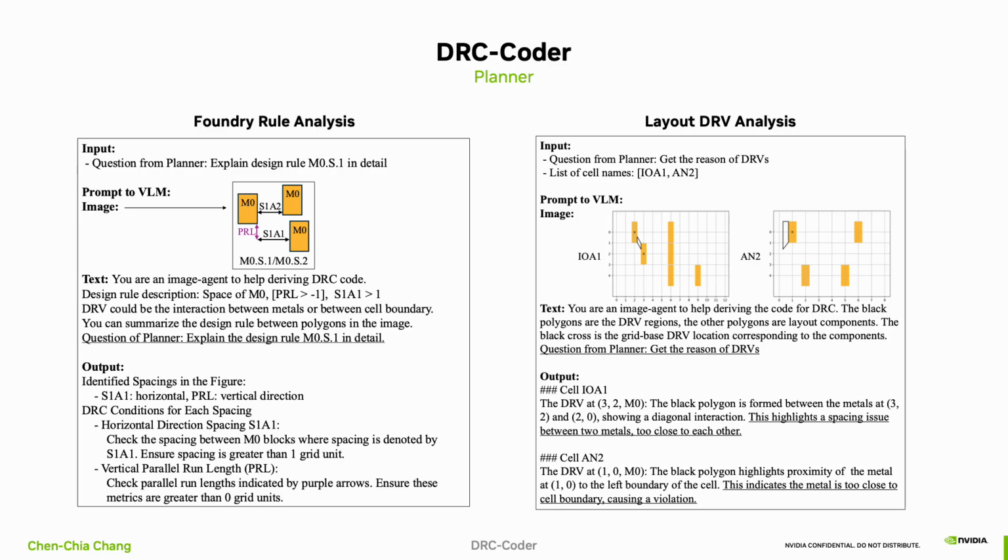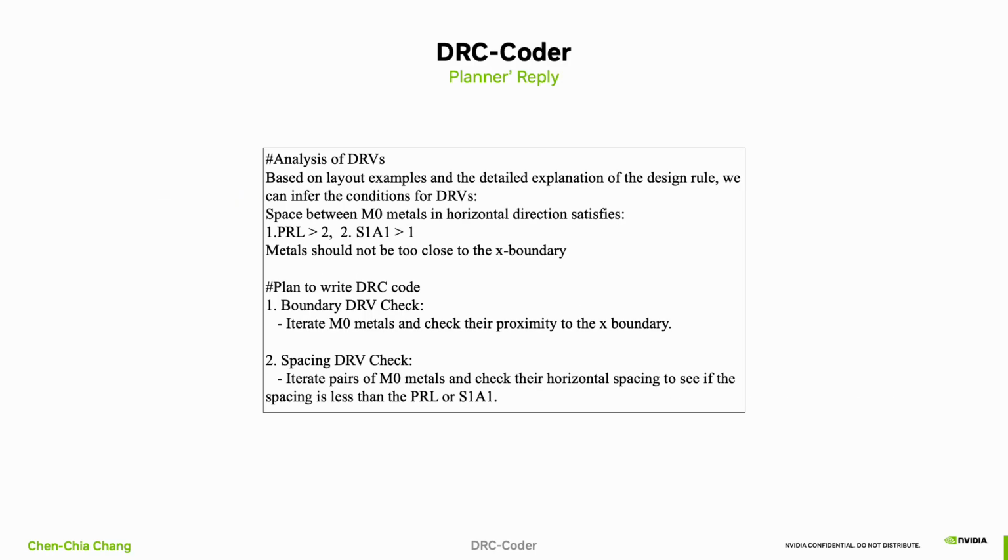So based on these two tools' responses, the planner will give its final interpretation, which is the example in this figure. It will provide the analysis of the design rule violations. Also, it will provide the plans to write the DRC code, where we need to check for boundary and we need to check for spacing rule based on horizontal.